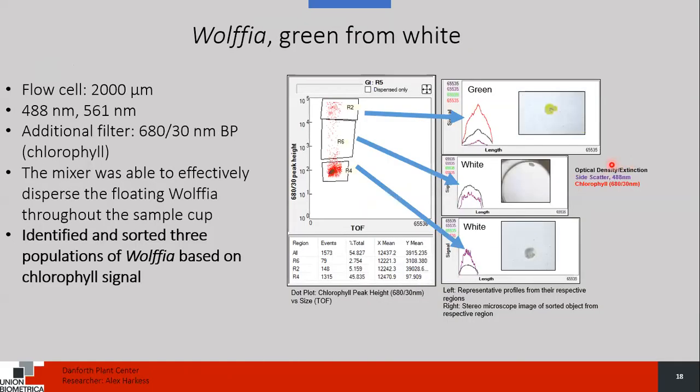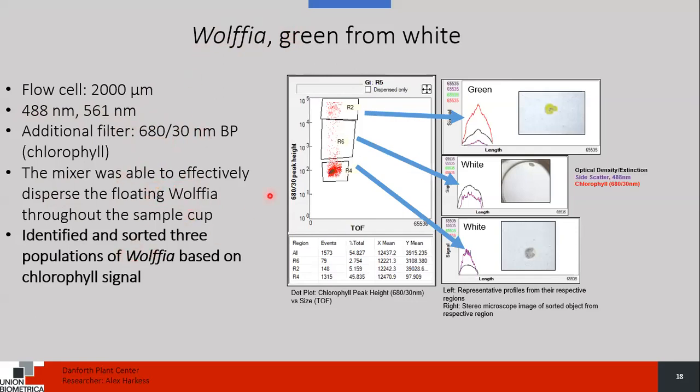So my last example is Wolfia, and I think this is pretty cool because I didn't know, but Wolfia has the distinction of being the smallest known flowering plant. And we got a chance to run this on a biosorter, the 2000 FOCA, the one with a 2000 micron wide flow cell. And look at it with 488 and 561 lasers, as well as something that could detect fluorescence from the chlorophyll at around 700 nanometers. And we were able to keep the small little plants suspended in solution.